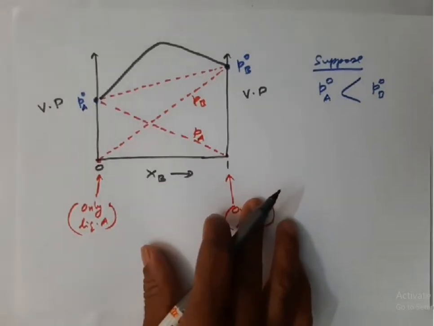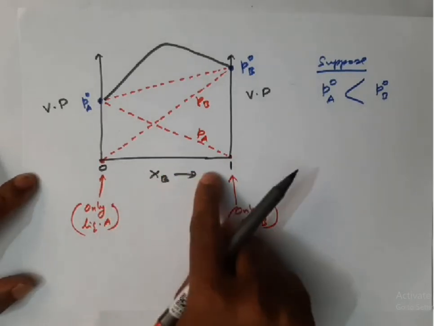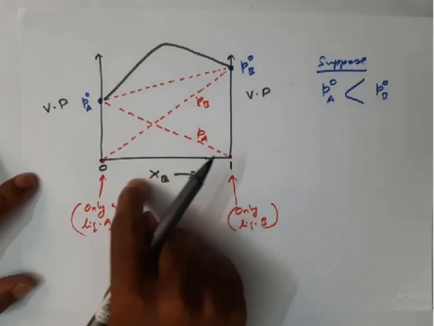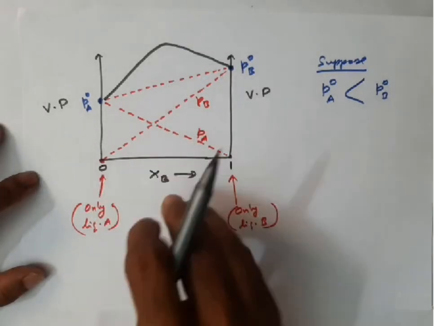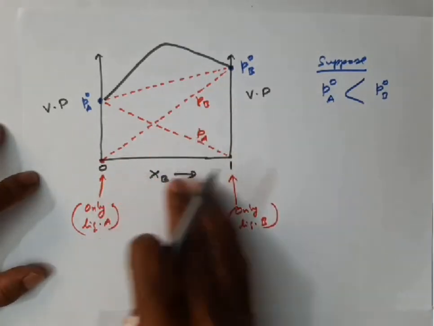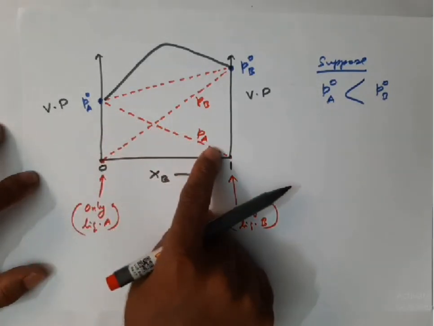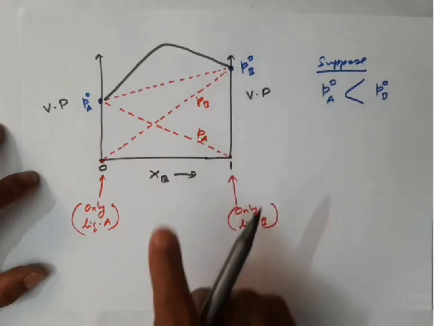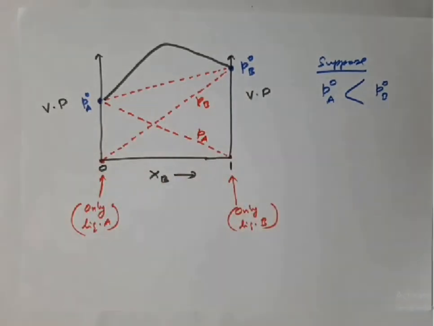Right? On adding B from left to right, mole fraction of B increases. Correct? That means we are adding liquid B. When you add more and more liquid B, mole fraction increases. When you add more B, partial pressure of A will decrease, partial pressure of B will increase. But this dotted line corresponds to ideal solution.